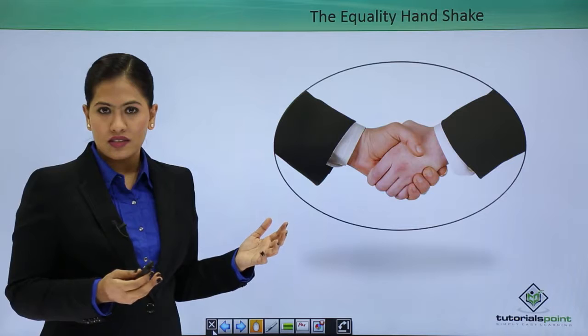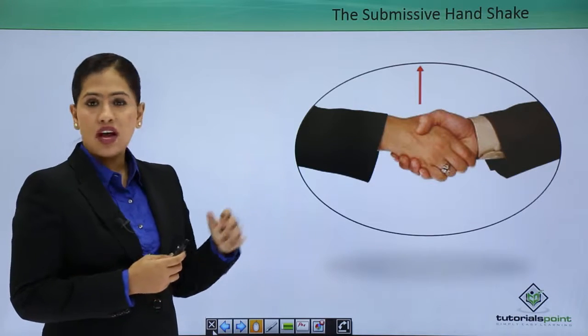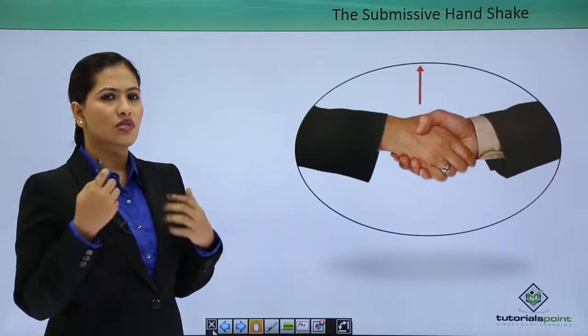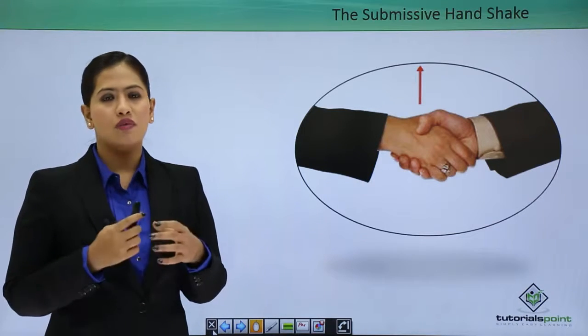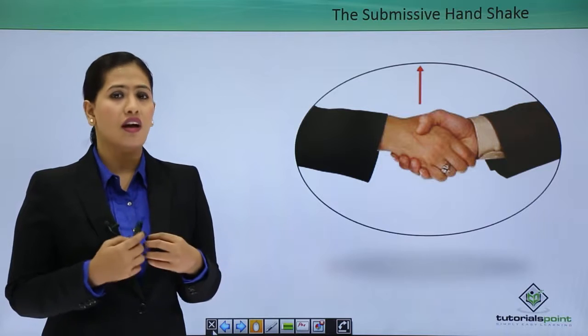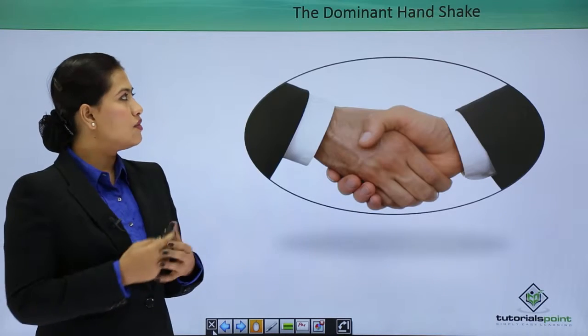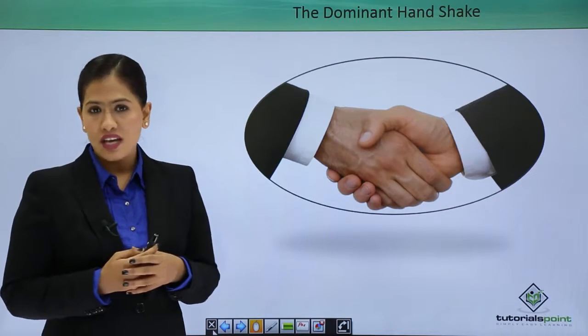Just analyze the picture for about a second or two and see that there's nothing that can be conveyed or spoken otherwise. Moving further, submissive handshake. Now, this is a handshake which is clearly depicting the very fact that I am low on my confidence, I'm low on my self-esteem as well, and I regard myself low. Let's see what is next in store for us, the dominant handshake.